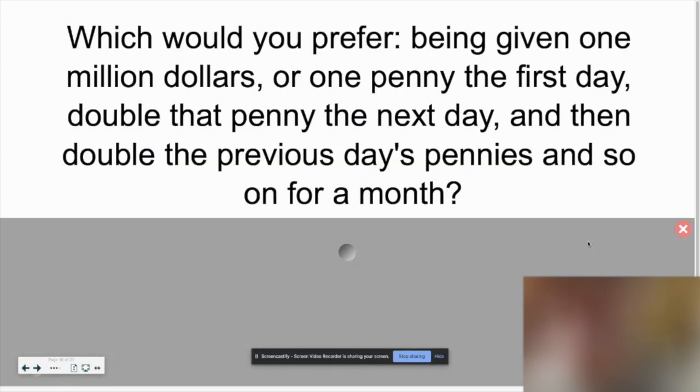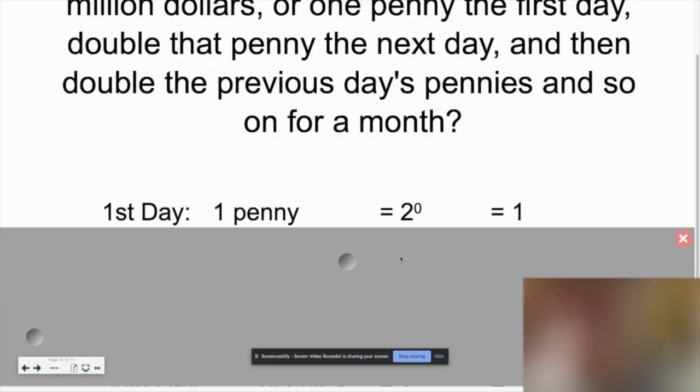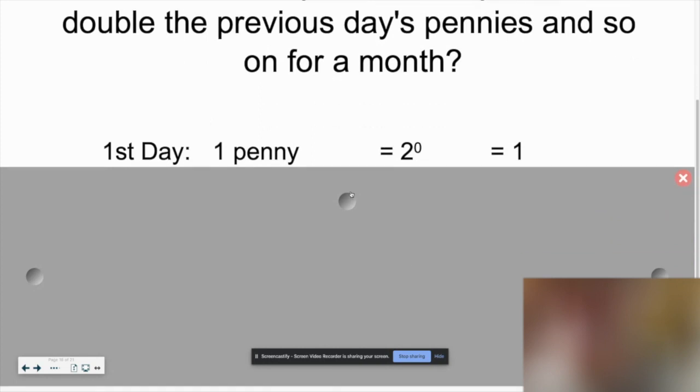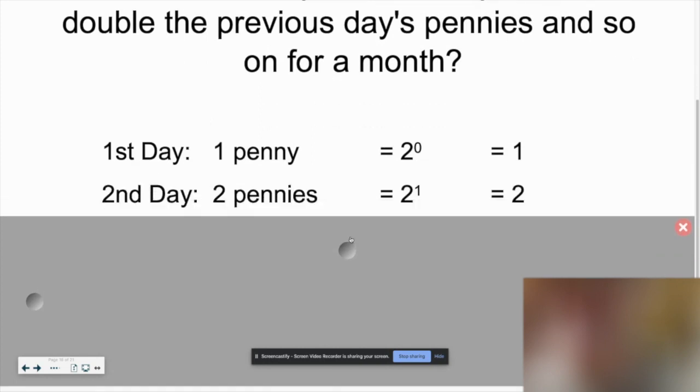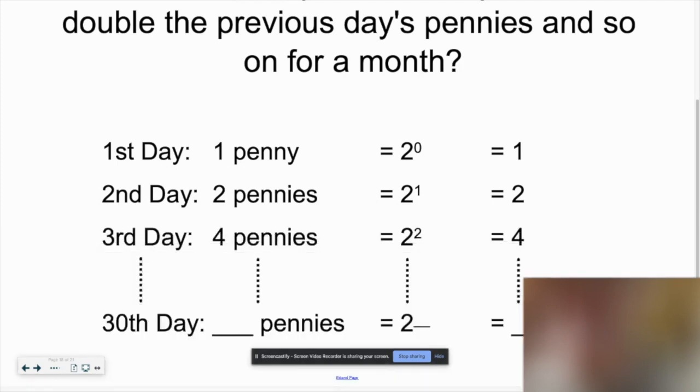Okay, so let's go back to this question. Which would you prefer? Being given $1 million, or 1 penny for the first day and double that penny the next day, and then double the previous day's pennies and so on for a month. So if we look at it, day 1, you have 1 penny. Day 2, you have 2, and then it just keeps going. Go ahead and calculate how many pennies you would have on the 30th day.